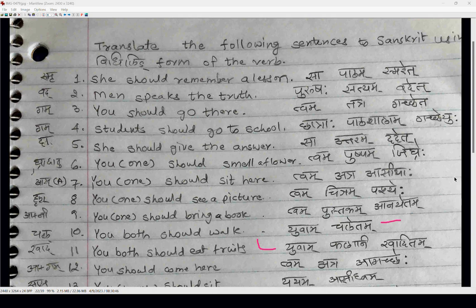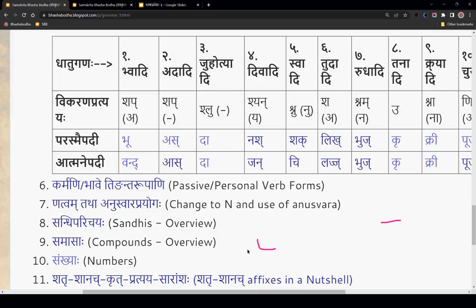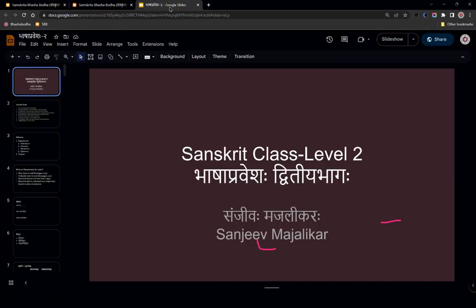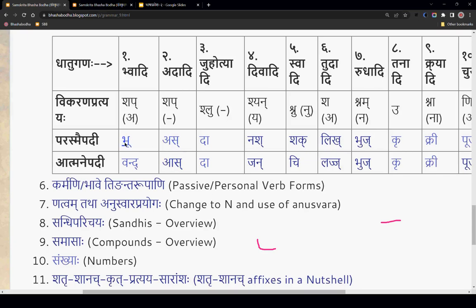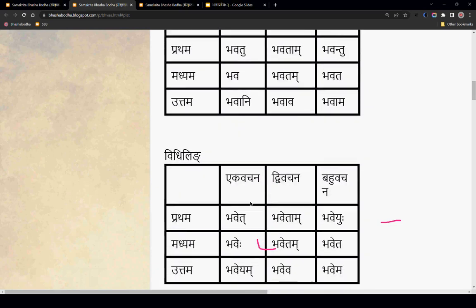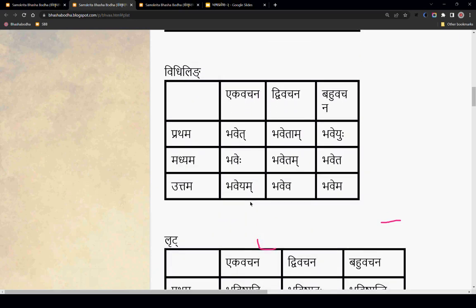Khad. So let's look at Vidiling. If it is gacha, what will it become? All the Vidiling forms, like bhu dhatu. Let's say bhu dhatu. Vidiling. Khadetam. Bhavetam. Okay. Khadetam.